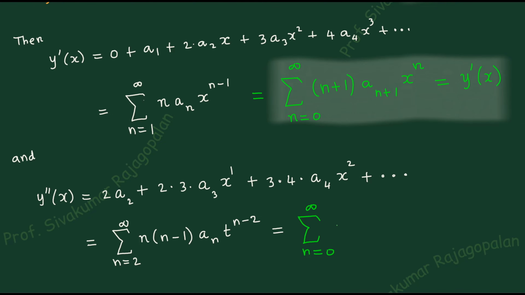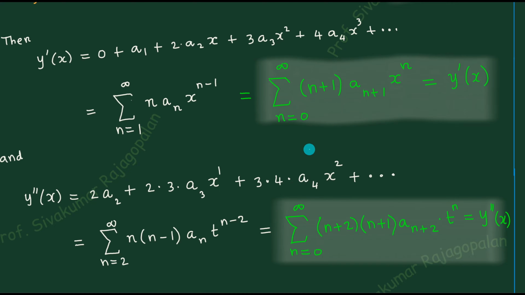And what will happen to 0? Now how much you have to add means 2 times you have to add. That's what I am doing right now. That will be equal to y double prime of x.